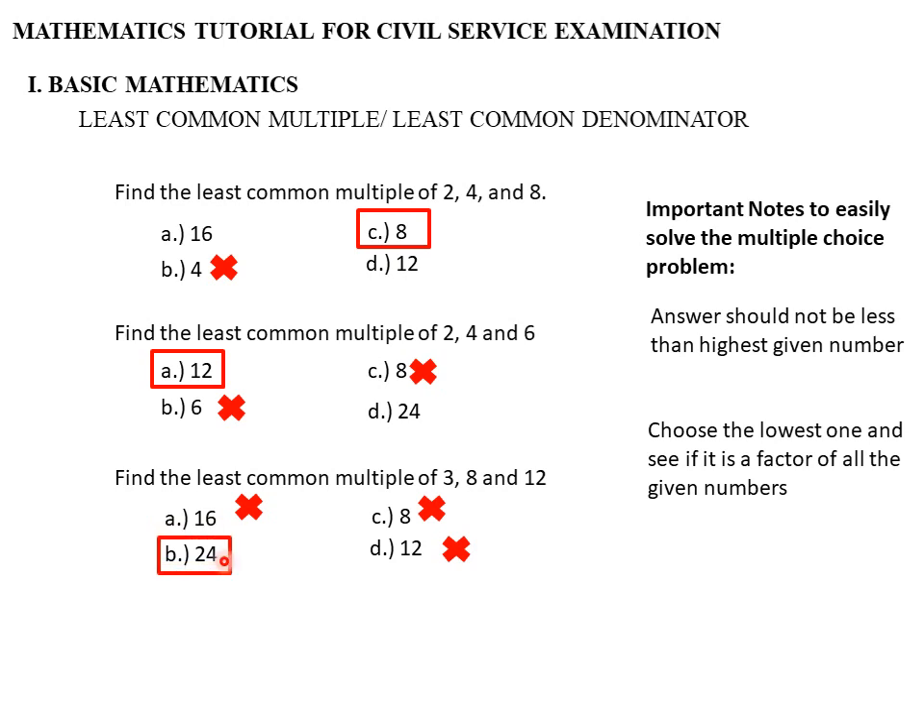So let's check if it is a multiple of 3. What number can be multiplied by 3 to get 24? 8. 8 times 3 is 24. How about the number 8? What number is multiplied to 8 to get 24? 3. So it is still 8 times 3 is 24. How about 12? What number is multiplied to 12 to get 24? It is 2. So the answer is 24.